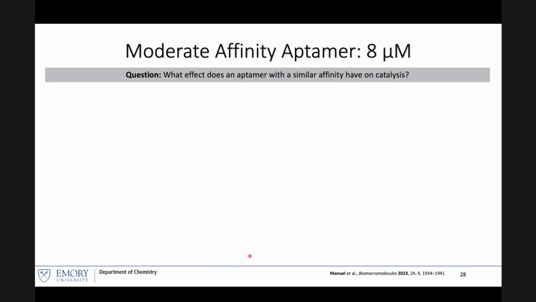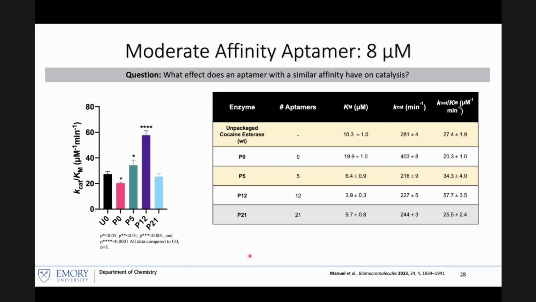So then we ask, okay, we see what happens whenever we have a much worse affinity aptamer. But what effect does an aptamer with a similar affinity have on catalysis? And we see the same trend here, except we increase our efficiency much quicker. So once we have 5 aptamers, you can see that our efficiency starts to increase significantly. And then it increases even more once we get to 12. And then, of course, we go back down to where we were once we get to 21 aptamers. I'm not surprised by this trend as well.